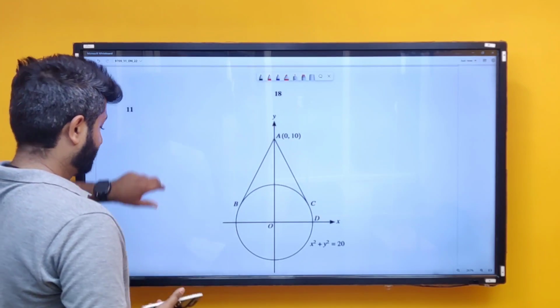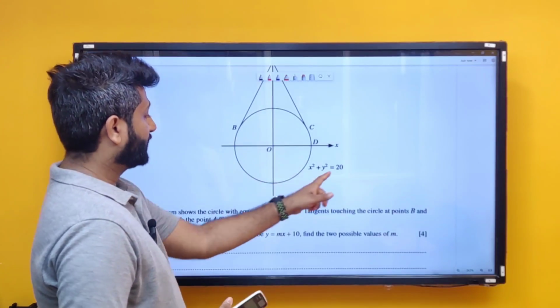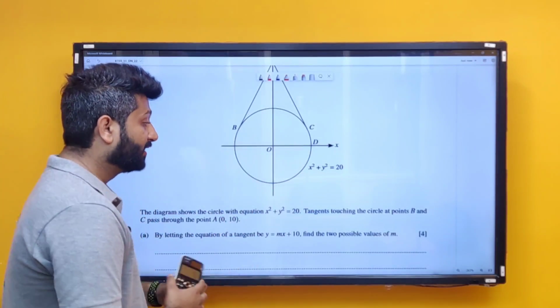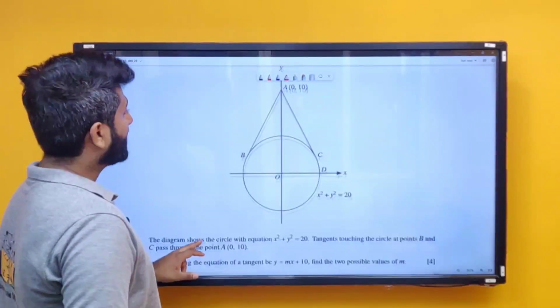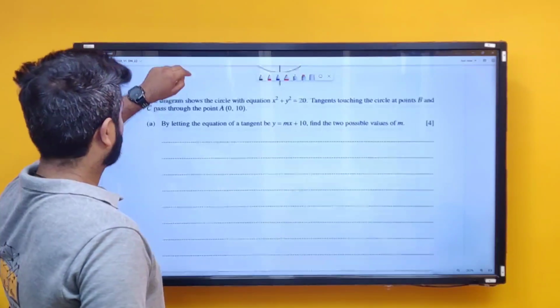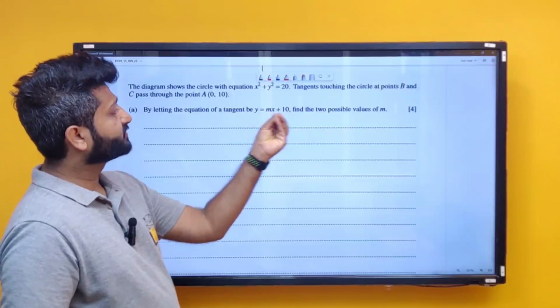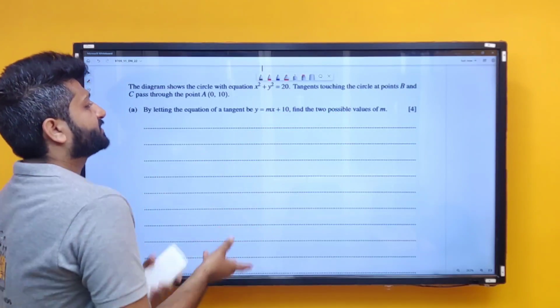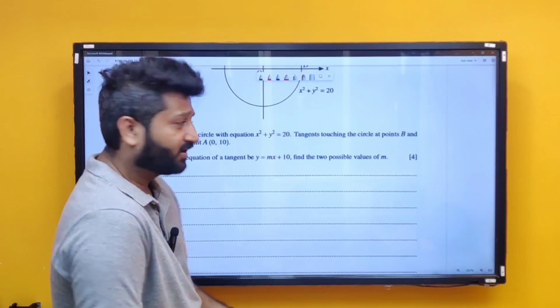Question number 11. The diagram shows the circle with equation x squared plus y squared equals 20. Tangents touching the circle at points B and C pass through A. By letting the equation of the tangent be y equals mx plus 10, find the possible values of m. So guys, we know that the tangent is intersecting the circle.